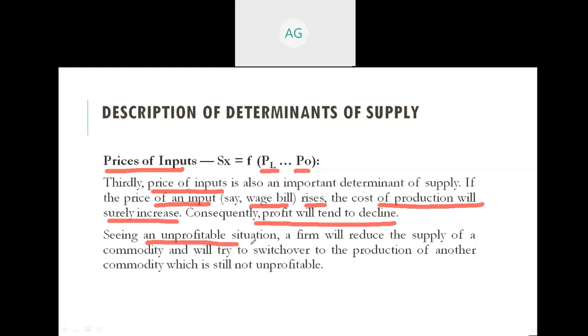Seeing an unprofitable situation, a firm will reduce the supply of a commodity because it is an unprofitable situation. That's why the firm will reduce the supply of that commodity and will try to switch over to the production of another commodity which is still profitable. That's how the company will relate to the supply function of prices of inputs. So this is the third determinant of supply. So moving to the next slide.